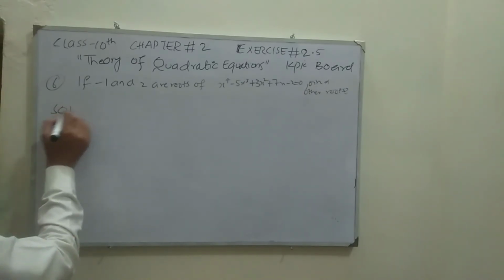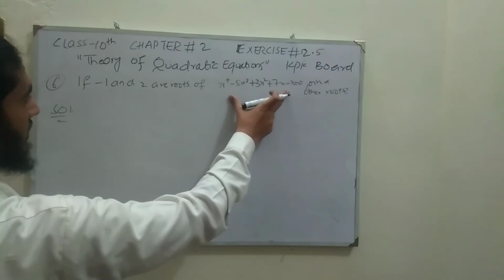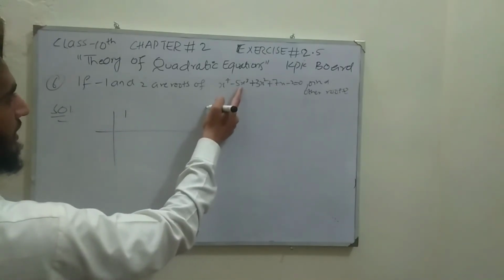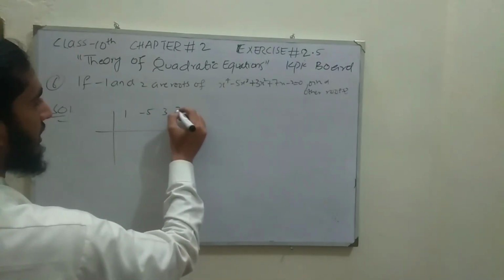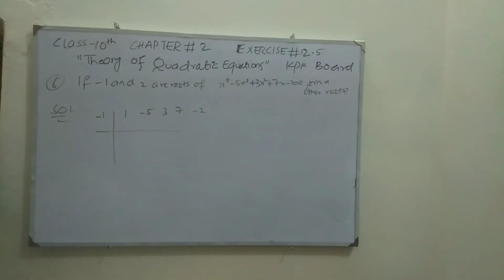Solution. Taking the given equation using synthetic division, coefficient of x power 4 is 1, coefficient of x power 3 is minus 5, coefficient of x square is 3, coefficient of x is 7, and last minus 2 will comes down the same. Using taking first root minus 1.